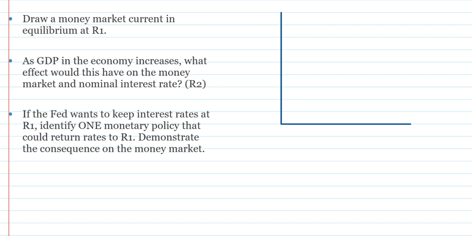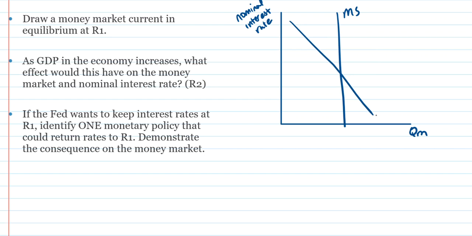So first, draw the money market in current equilibrium at R1. We begin, of course, with the nominal interest rate on the vertical axis, quantity of money on the horizontal axis. Our money market has a vertical money supply curve and a downward sloping money demand curve.